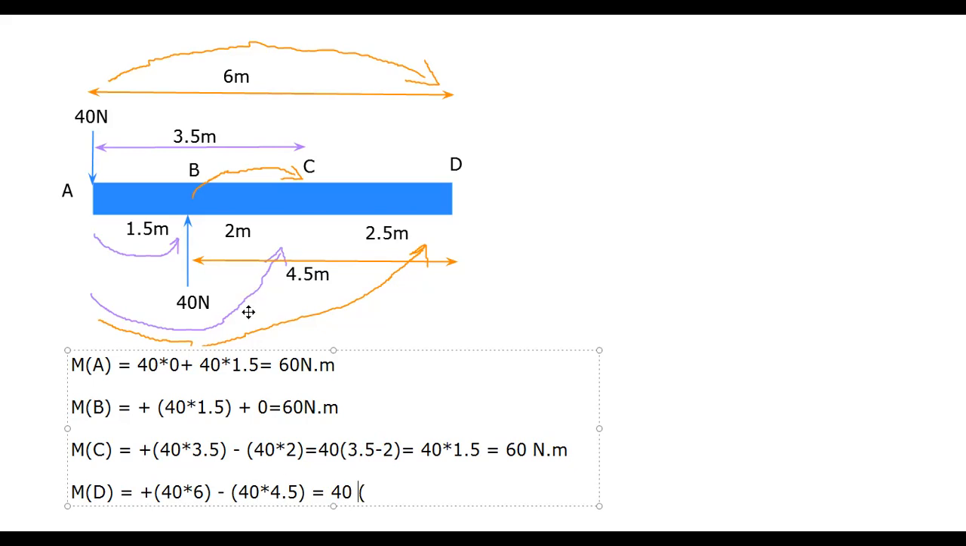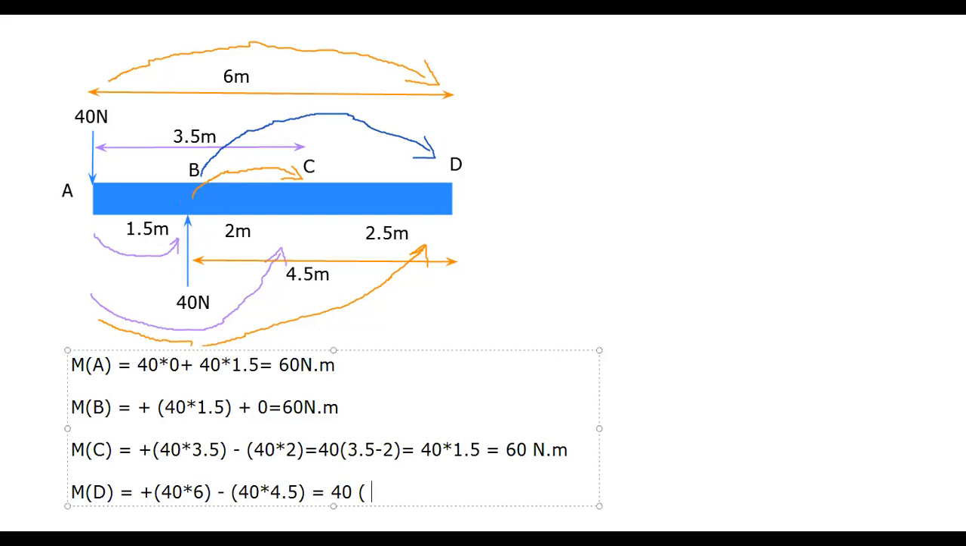Have you understood why we have taken the negative sign here? Because of its clockwise nature. Okay. This is creating the clockwise moment. You can draw it here so that you can understand. This force will create the clockwise moment about point D. Okay, we can show here. This 40 Newton force will create clockwise action, which is acting in upward direction about the point D.